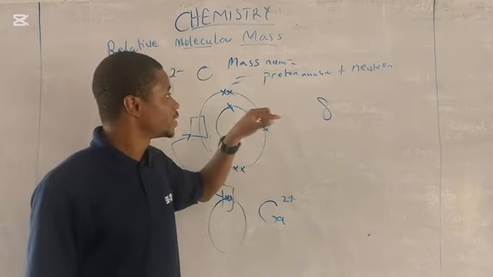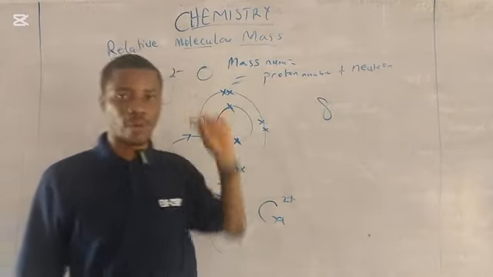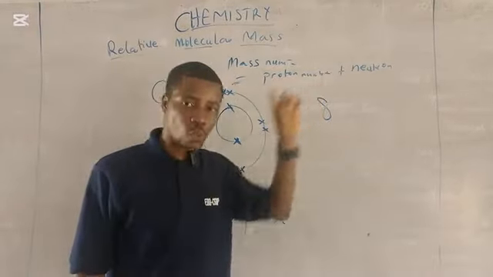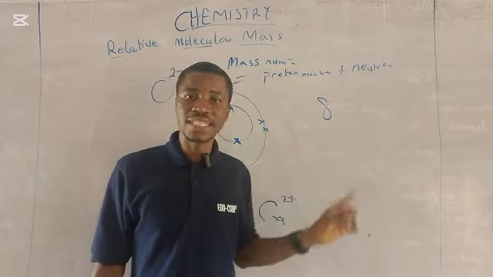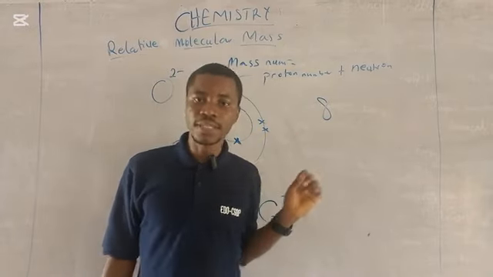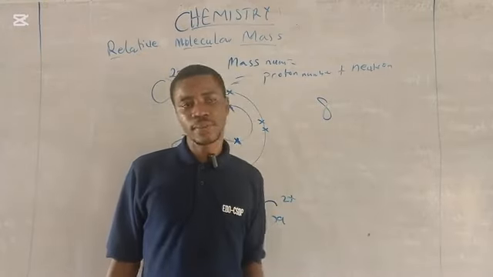That is what you regard as their proton number. For instance, hydrogen is number 1, it means the proton number of hydrogen is 1. Oxygen is number 8, it means the proton number of oxygen is 8. Calcium is number 20, it means the proton number of calcium is 20. Just like that.